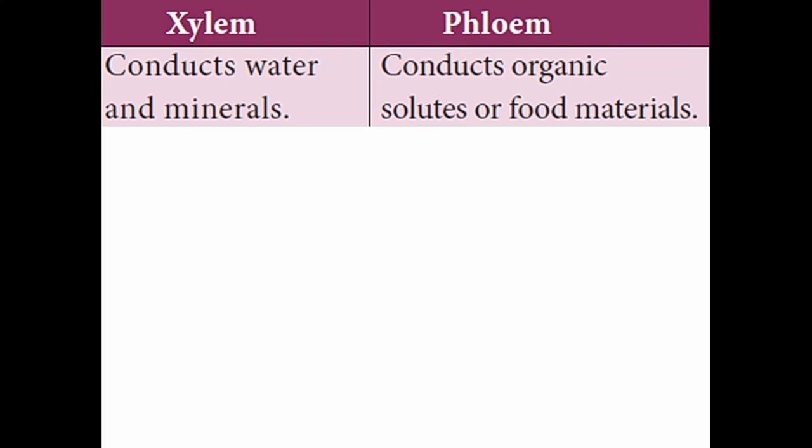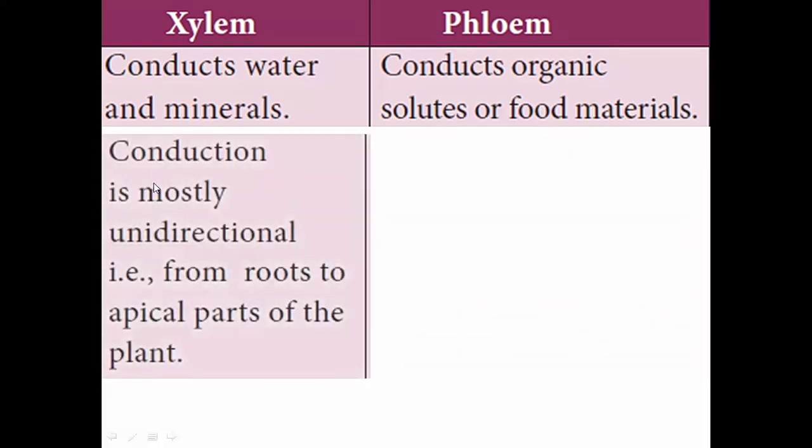Phloem also transports food from the storage area to the growing parts. When a seed germinates, the seed has storage food. From the seed, the phloem transports food to the newly growing parts. Conduction is mostly unidirectional. Xylem transports water and minerals in a single direction, from roots to the apical parts of the plant.